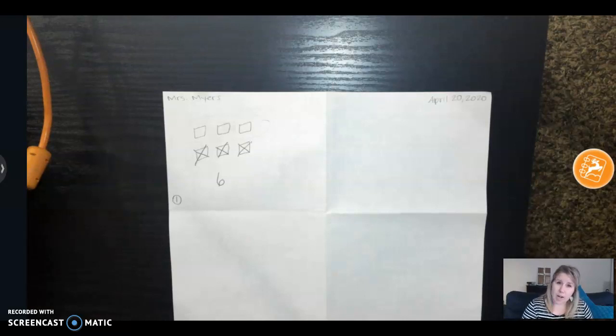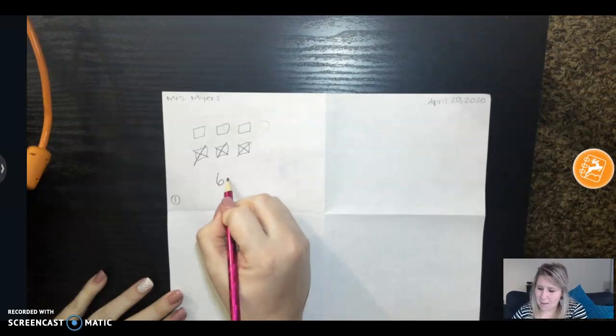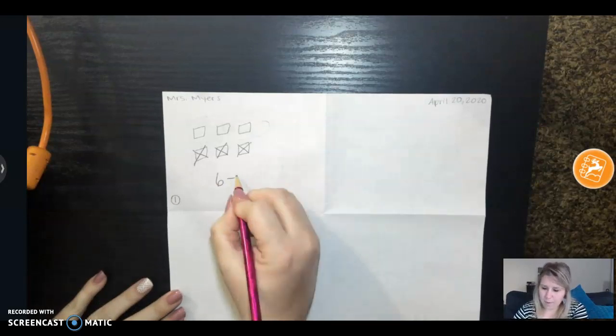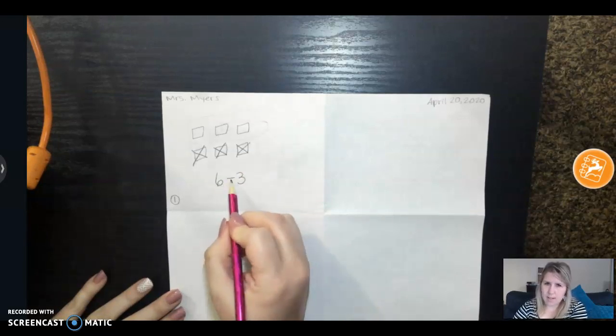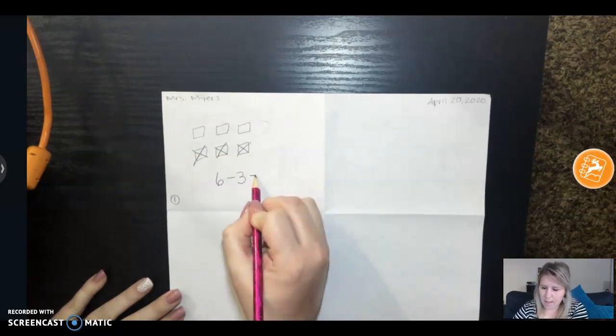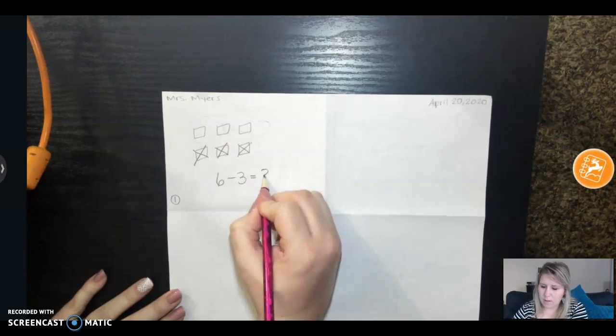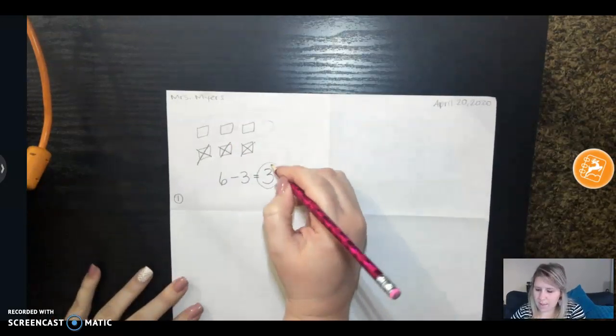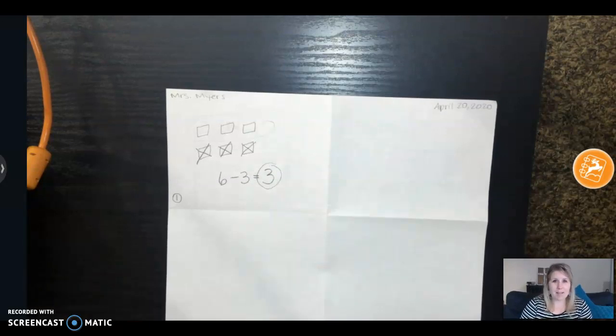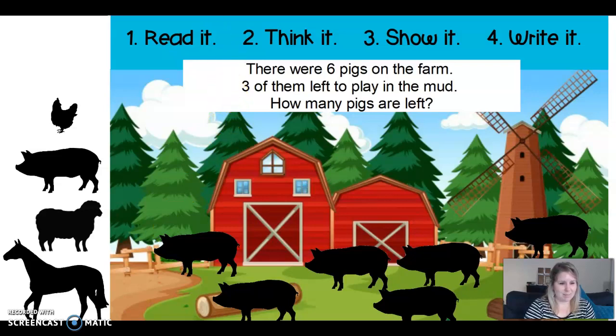What symbol could I draw to show that I took 3 of them away? A minus sign. Take away 3 pigs. Now 6 take away 3 has the same value, equals 3. There are 3 pigs left on the farm. Let's do the next one.